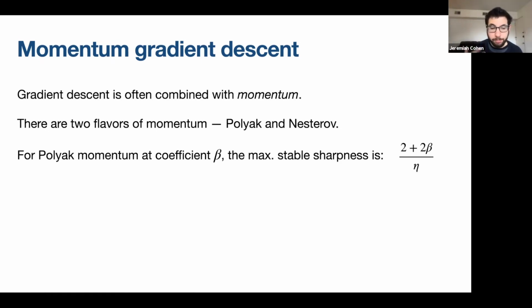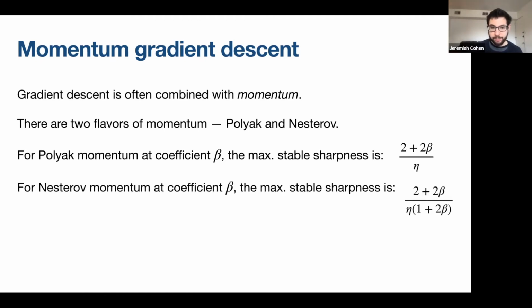So for Polyak style momentum with coefficient beta, the maximum stable sharpness is given by this expression. Rather than 2 over eta, it's (2 + 2 beta) over eta. For Nesterov style momentum, this is the maximum stable sharpness, this other expression.